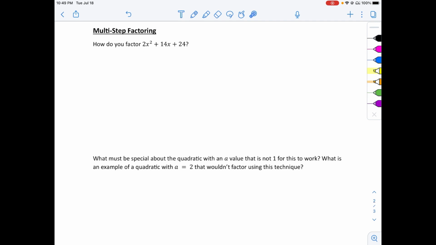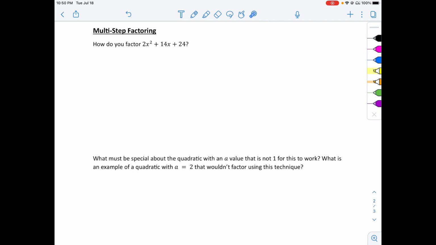Okay, so from looking at it, we know that we can't use the simple trinomial factoring method because the key thing with that method was there had to be no number in front of the x squared. Okay, there needed to be an a value of 1, which in this case there is not. So we cannot start with the simple trinomial factoring method.